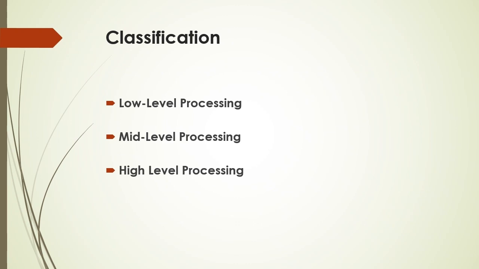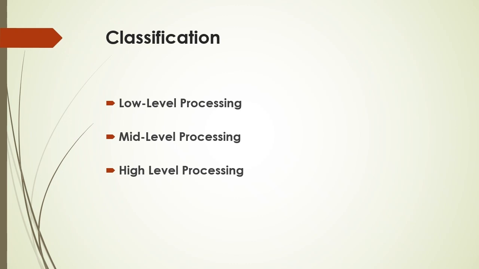Next comes the classification of digital image processing. We can categorize it based on levels of complexity. The three main types of this computerized processing can be classified as low level processing, mid level processing, and high level processing.